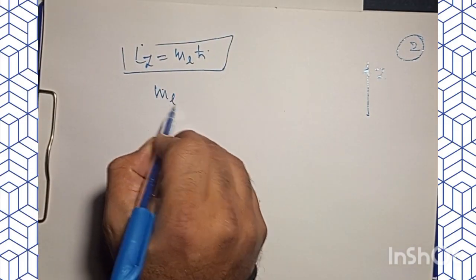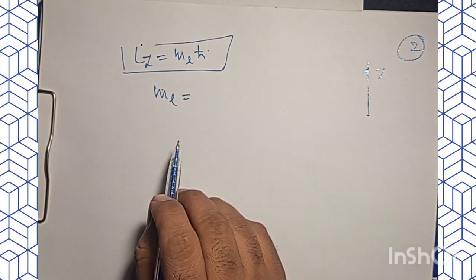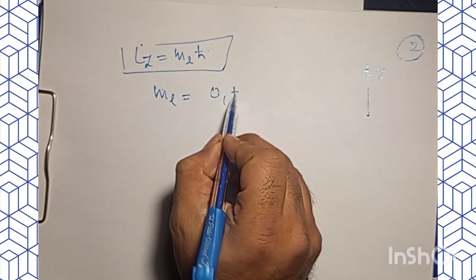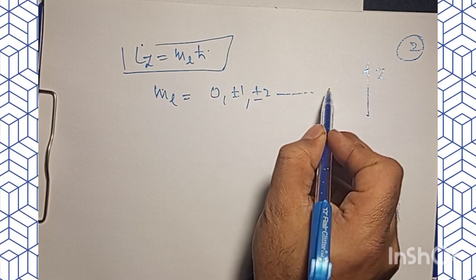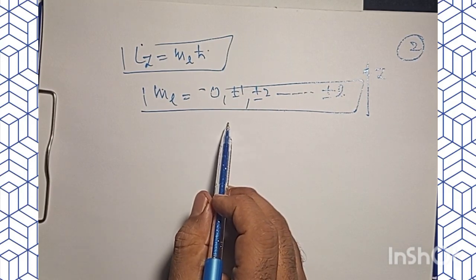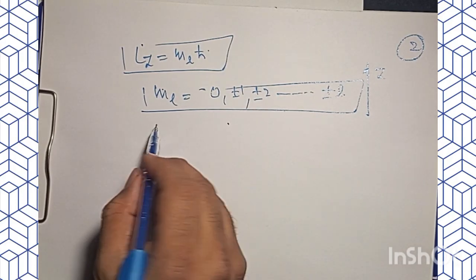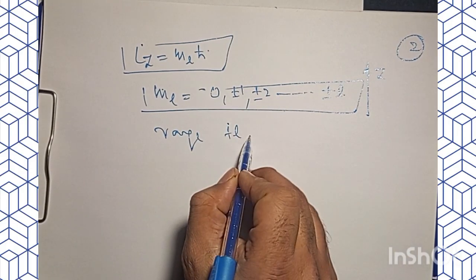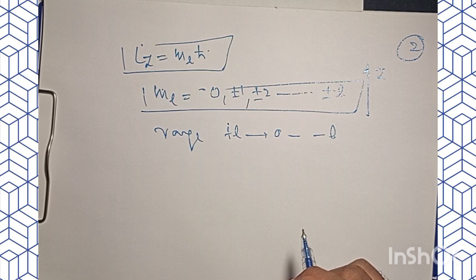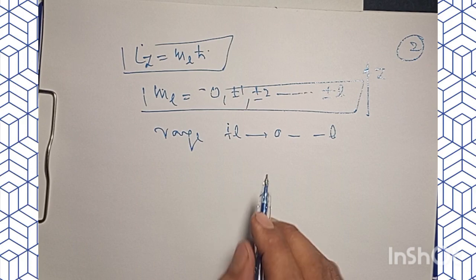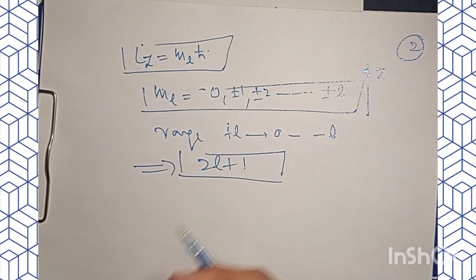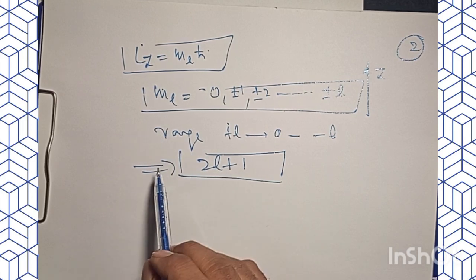This ML, as we know from the solution of Schrodinger's wave equation for the hydrogen atom, can have values 0, plus minus 1, plus minus 2, and so on up to plus minus L. For a given value of L, the values range from plus L via 0 to minus L, so the number of possible orientations of the angular momentum vector in the magnetic field direction is 2L plus 1. This is the set of orientations in terms of the magnetic quantum number.